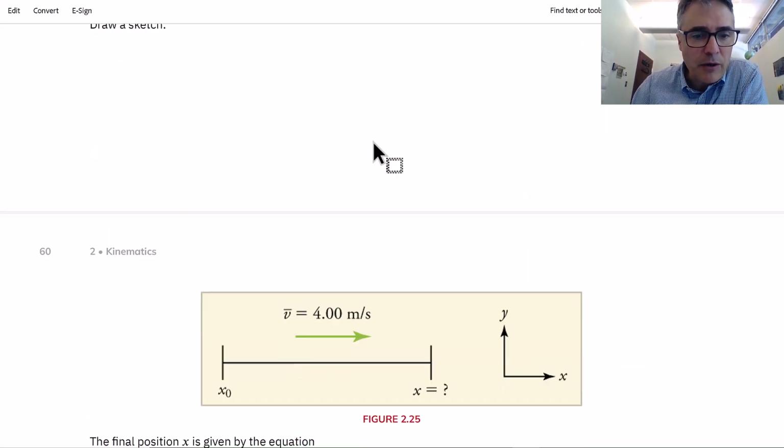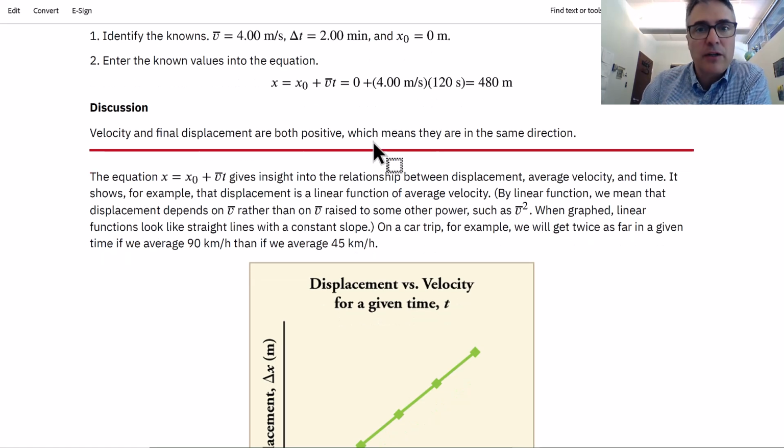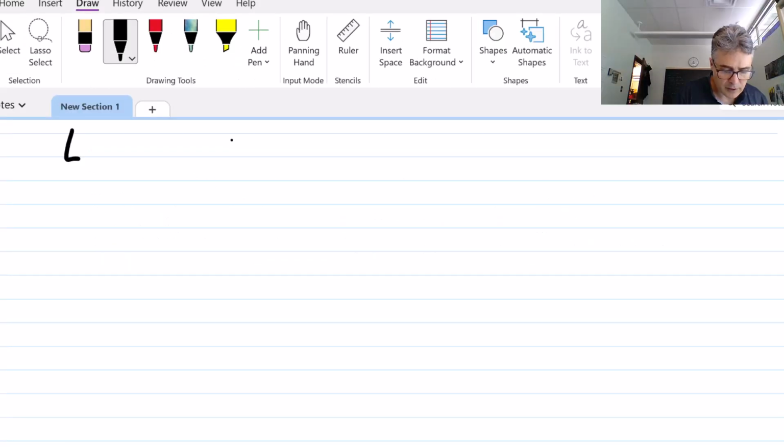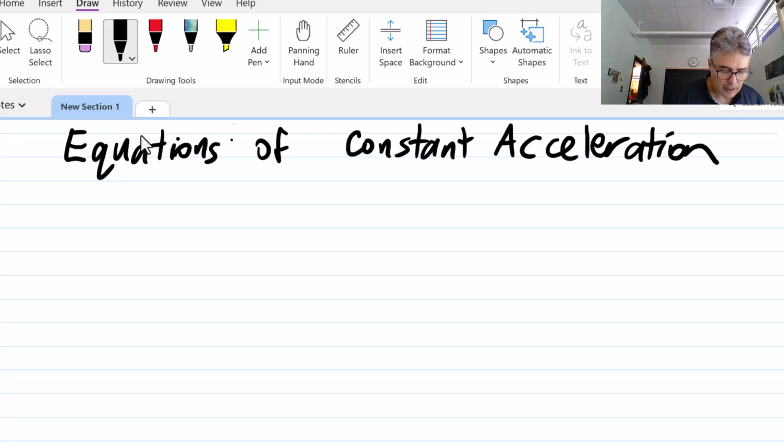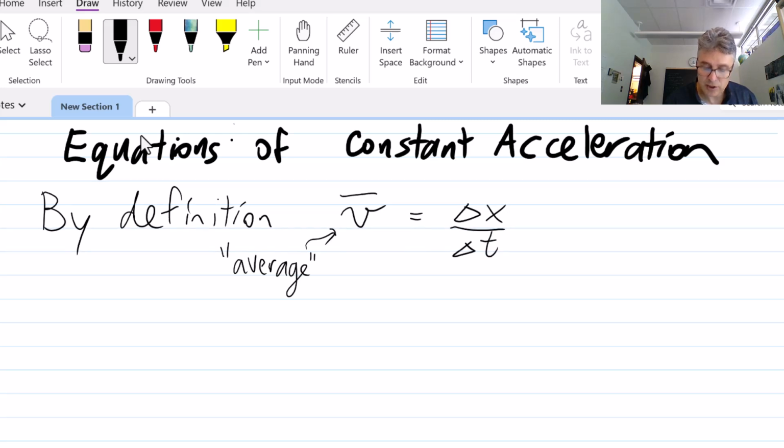So I think we're going to go to the whiteboard to actually derive these equations rather than go through the textbook. So I'm going to call this the equations of constant acceleration. And by definition, the average velocity, which is v with a little line on top, meaning the average, is equal to the change in position divided by the change in time. And with that notation we talked about before, that's going to be x minus x initial divided by the time.